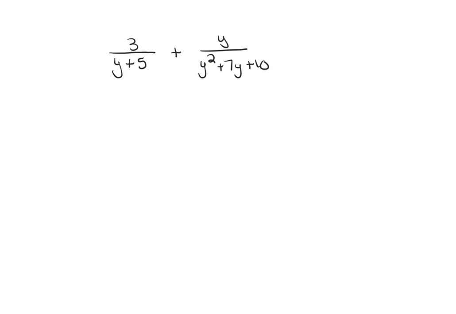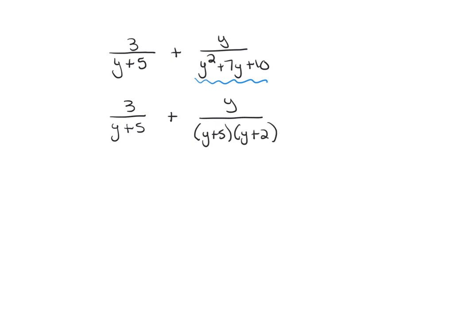What we want to do is just start by factoring anything that can be factored. So the denominator can factor to y plus 5 times y plus 2. Now we can see that the two denominators share this y plus 5. But then over here we have a y plus 2, and this one needs that y plus 2. So I will multiply top and bottom by y plus 2.